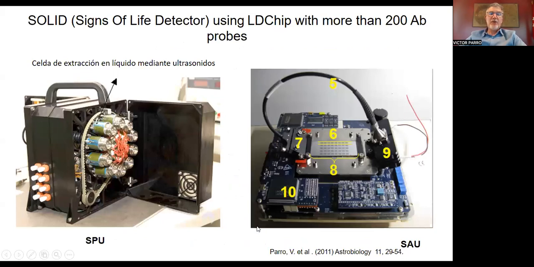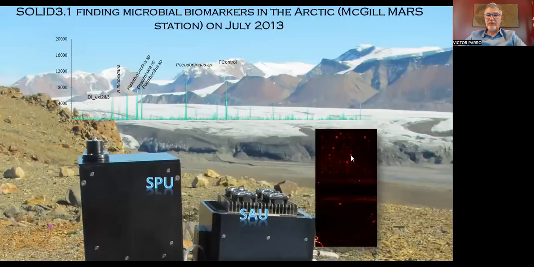So, well, the point is our intention is for sure to implement this system, this chip, into the SOLID system, the cyanolite detector system. This is the sample preparation unit with its 10 extraction cells. On the right, the sample analysis unit with the laser, the chips, etc. And the idea with this is for sure to test.